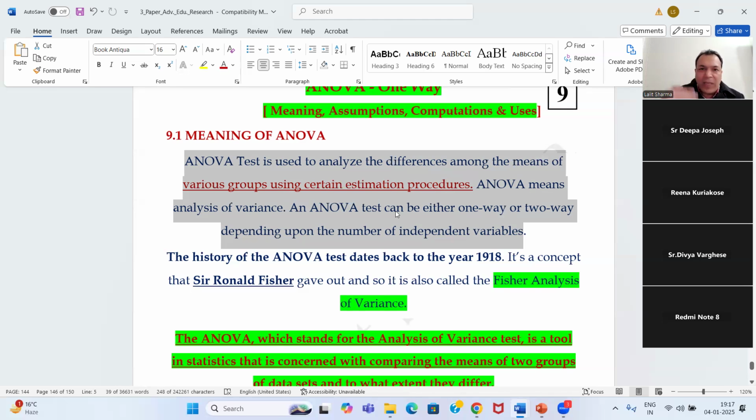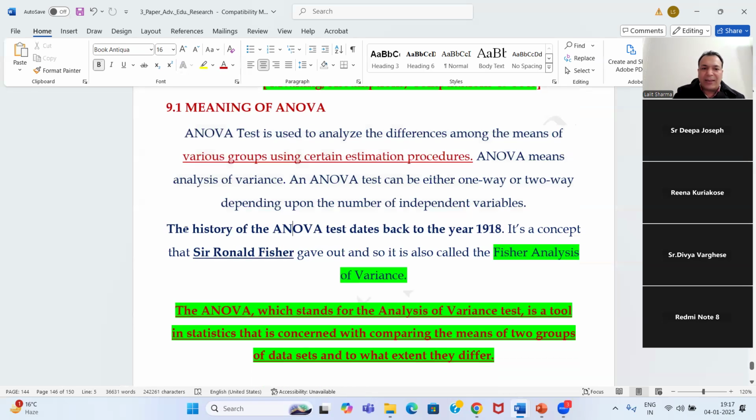Okay, theoretical, why are we doing the theoretical? Because one part theoretical comes, one part numerical comes. Okay, numerical we will do that. Okay, and ANOVA test can be either one way or two way, depending upon the number of independent variables. Okay, third, there is also n ways. There are three types: one way, two way and n way.